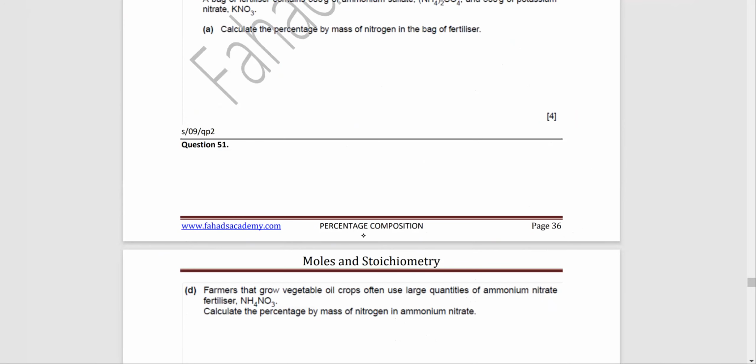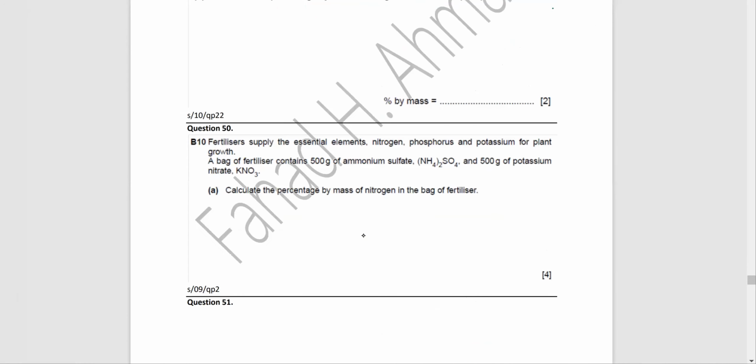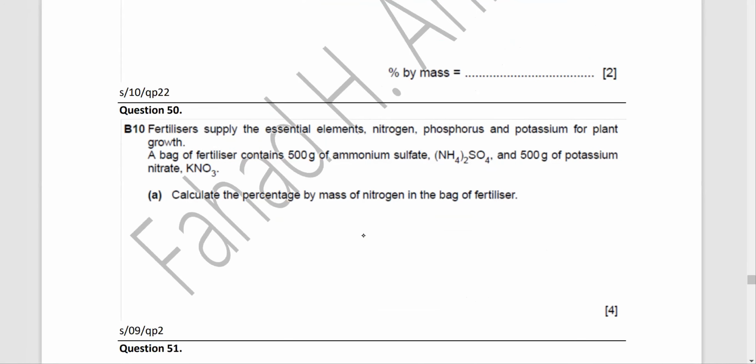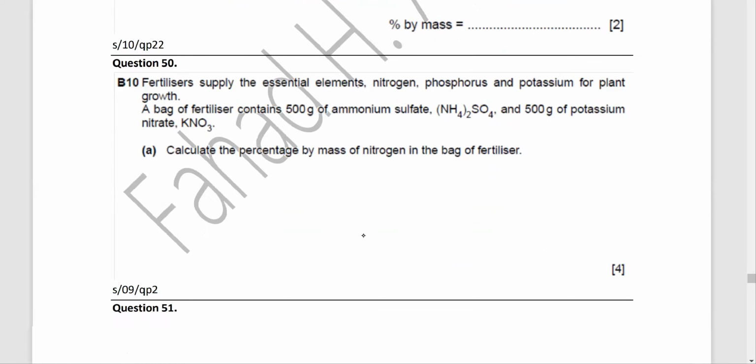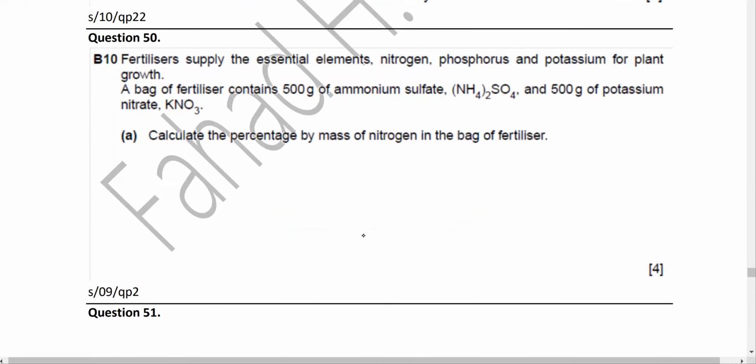अच्छा, the thing that I was interested in was, अच्छा ये वाला भी कर लेते हैं. Percent composition. You're given कि there's a bag of fertilizer. It contains 500 grams of ammonium sulfate and 500 grams of potassium nitrate. So there's a bag of fertilizer. और उससे क्या है कि इस बैग के अंदर बताओ कि नाइट्रोजन कितना होगा. What's the percentage of nitrogen in this bag?